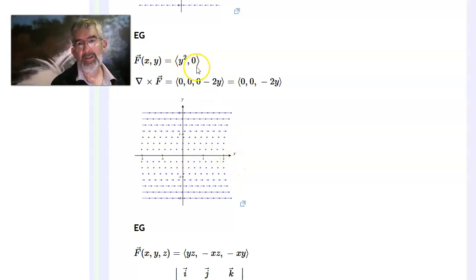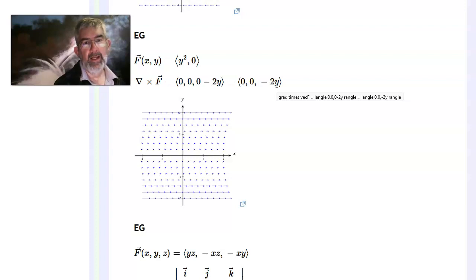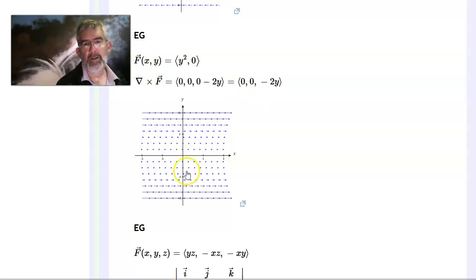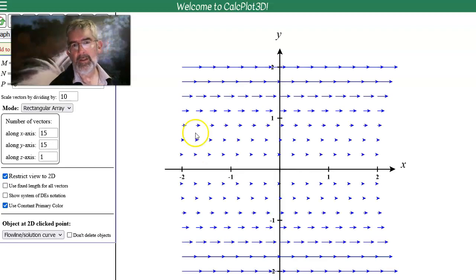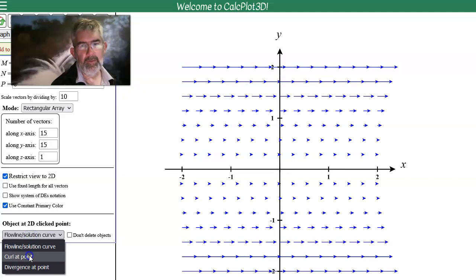Finding the curl, again, partial of q with respect to x minus the partial of p with respect to y. This time the partial of p with respect to y is 2y. So this is negative 2y. So again, the direction of the curl is going to depend on y, into the screen if y is positive, out of the screen if y is negative. Okay, so let's click on this one and see. Yeah. Okay, I don't want flow lines, I want the curl.